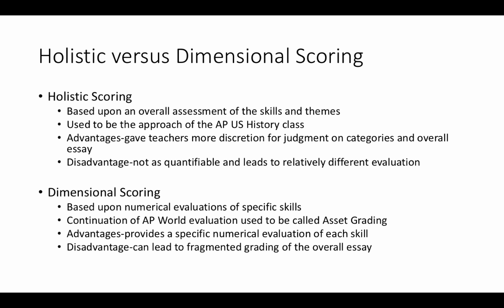So what we've moved to now is something called dimensional scoring, which is based upon numerical evaluations of very specific skills. This is a continuation of the way AP World History used to do evaluation, which was called asset grading. It's very similar to their ideas. The advantages are that there are very specific skills, and they are given a very specific numerical evaluation. So a thesis is given a certain amount of points, addressing historical skills are given an amount of points, and so forth. The disadvantage is that this can lead to fragmented grading of the overall essay. So we lose this idea of like an organic essay.